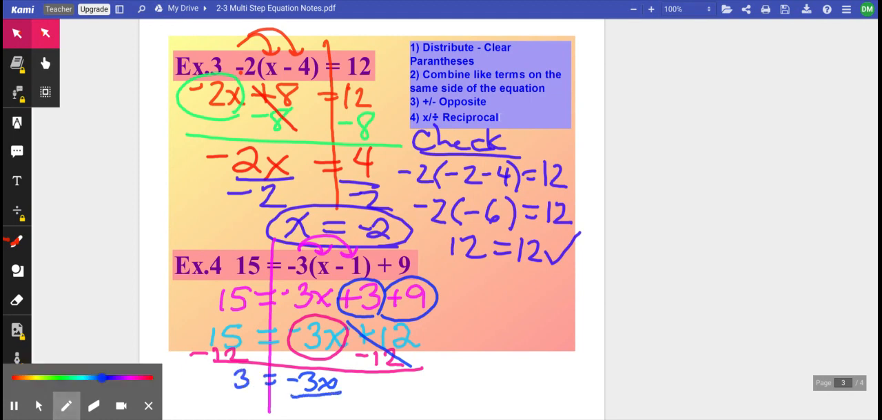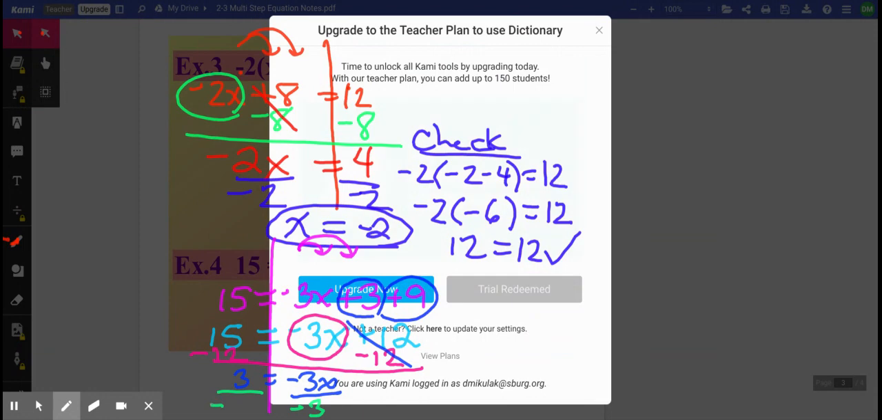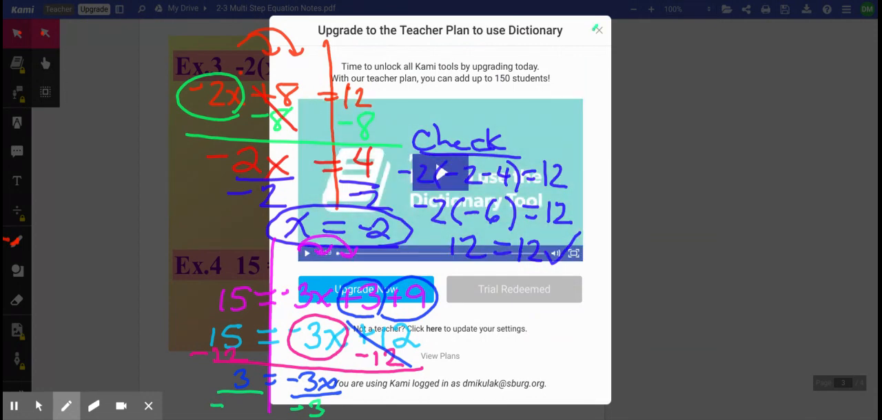Divide. Opposite of multiplication, use the sign. Divide by -3, and you would get x equals -1.